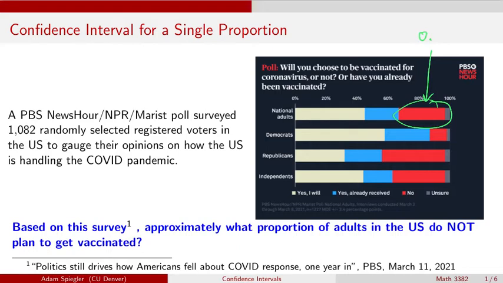And this corresponds to a proportion from the sample, which is 0.29. And the value that we're trying to approximate here is the proportion of all adults in the US that are not going to get vaccinated, and that we don't know. So in this video, we'll walk through how to construct a confidence interval to estimate this unknown population proportion.